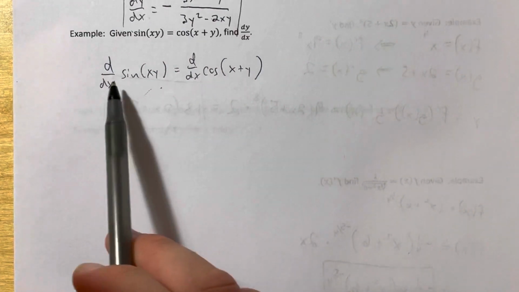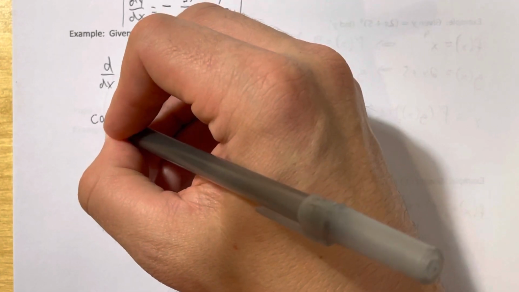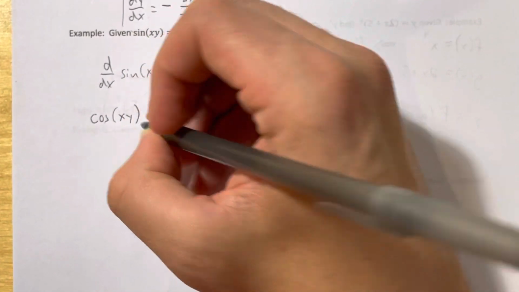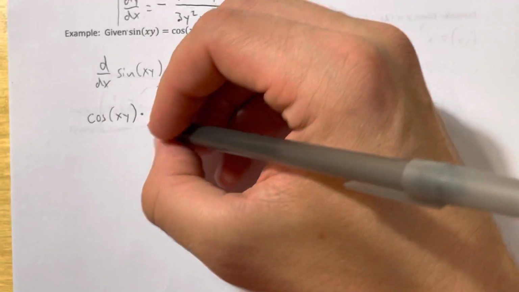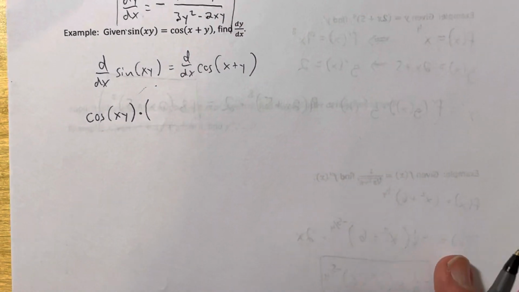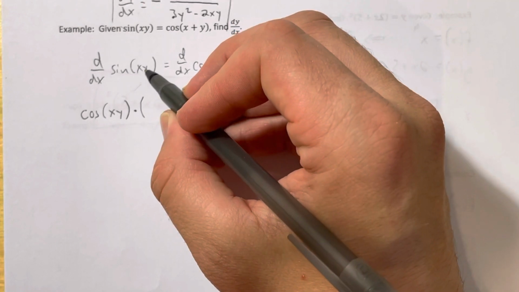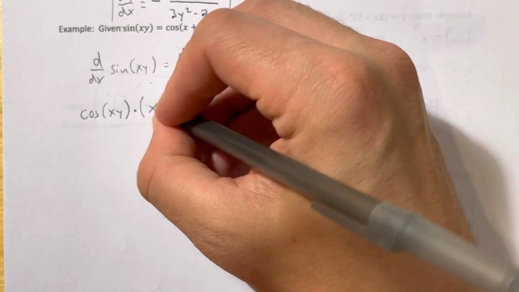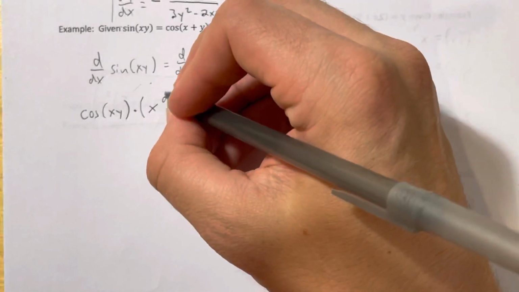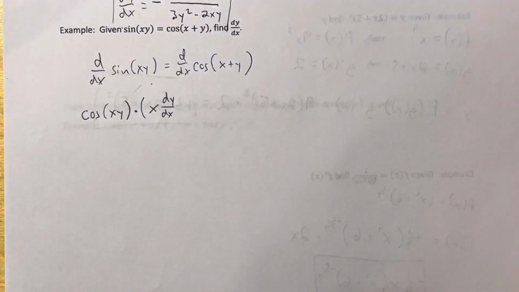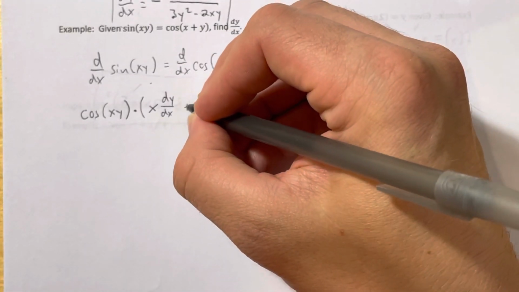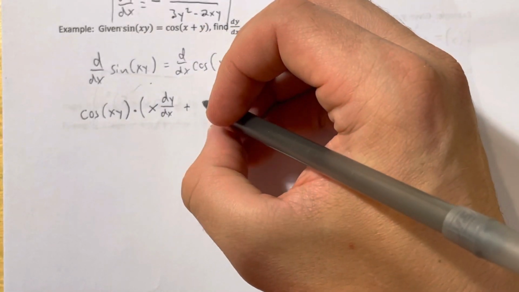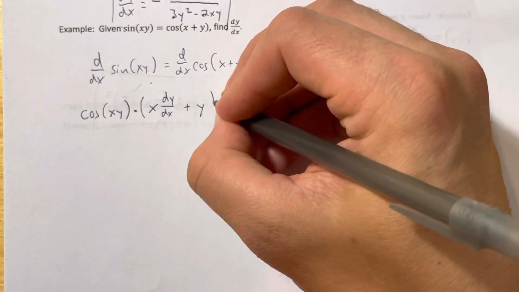So dealing with my left-hand side, outside function is sine. That means its derivative would be cosine. Then I leave the inside function alone, cosine of xy. But then I multiply by the derivative of the inside function, and that is a product, so I would need the product rule. First function times the derivative of my second, so x times the derivative of y, which would just be dy/dx, okay? And then the second function times the derivative of the first, so I'd have plus y times the derivative of x with respect to x. That's just 1, so I'm going to write y.